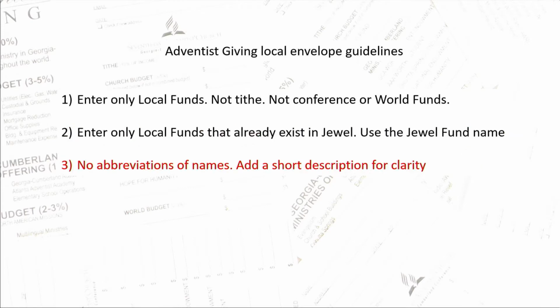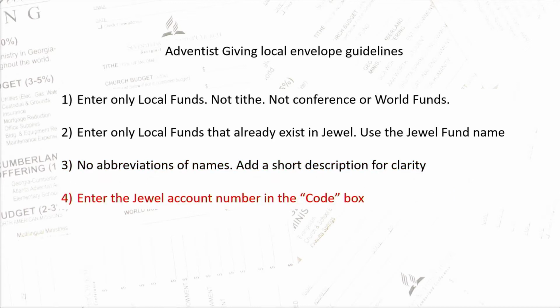No abbreviations, please. Anyone from anywhere can look at your envelope and donate to your church. Just because your board knows what CSIP means doesn't mean that anyone else will. Make it plain. And a short description can add to the clarity as well. The code box should contain the exact Jewel account code that matches this account. This will make mapping easier and more accurate.